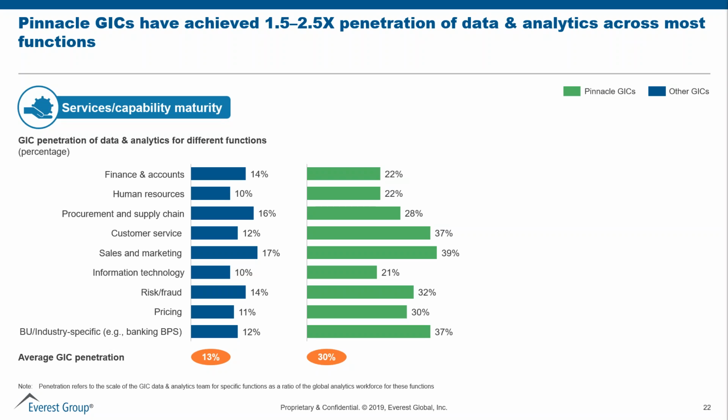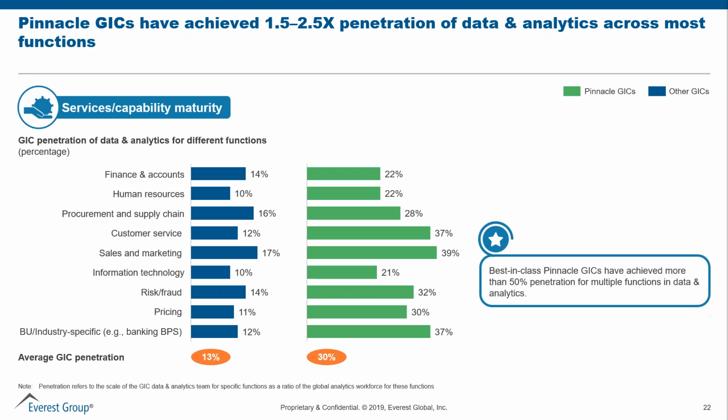But in some of the areas, for example customer service, sales and marketing, or very industry specific work, Pinnacle GICs have achieved really high penetration, which means a lot of the data analytics work in these areas is happening from the GICs. In fact, some of the best in class GICs have achieved more than 50% penetration. One bank has about 70% of the data analytics for retail banking operations based in the GIC. Another example is where all the marketing analytics for a US based bank is happening from their GIC in India. So it's a specialized team acting as the global hub for all that work.